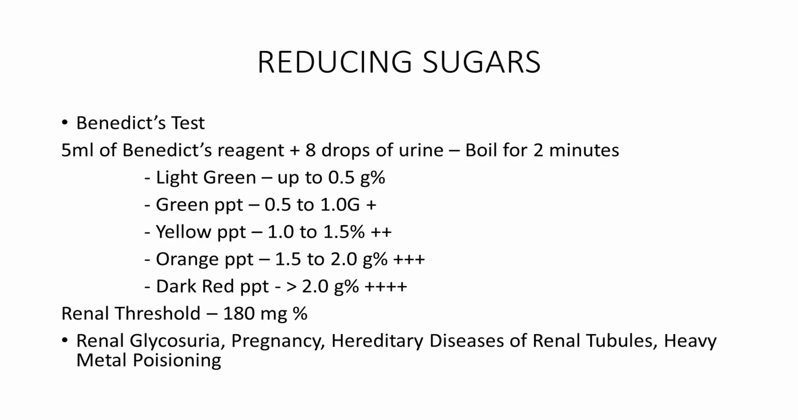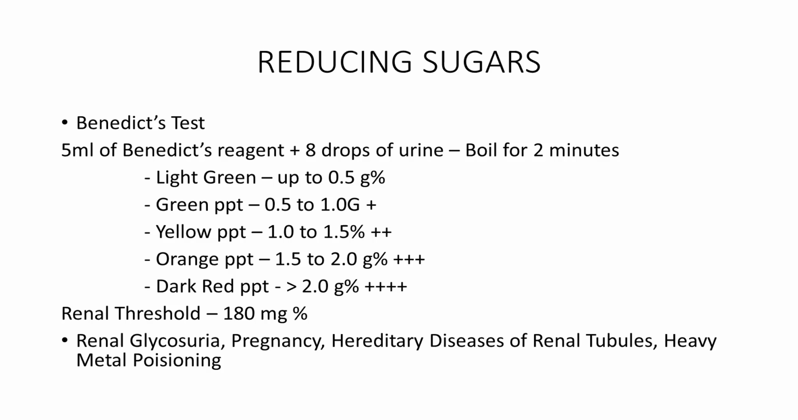Now you have to remember the renal threshold. Any person whose blood sugar level goes above 180 milligram starts passing sugar in the urine. So any diabetic patient who has a blood sugar of more than 180 will usually have sugar in their urine.